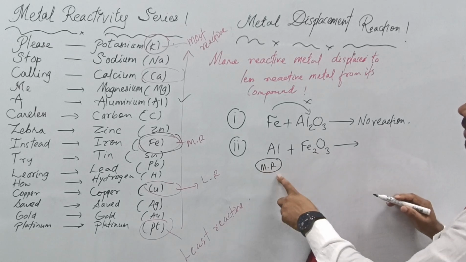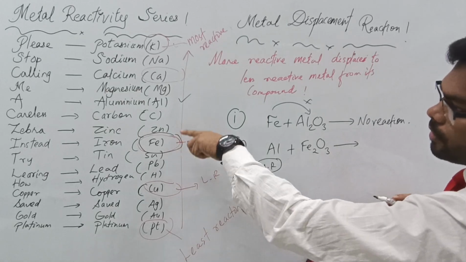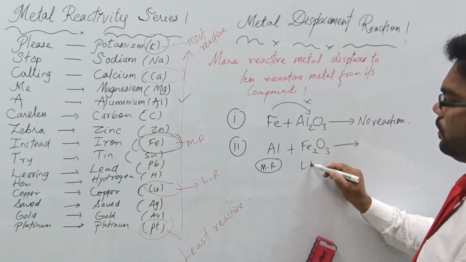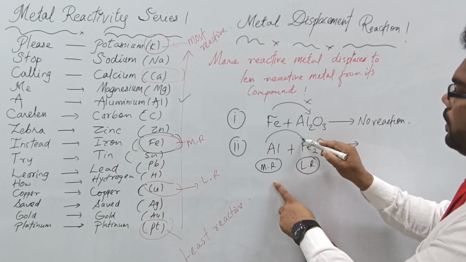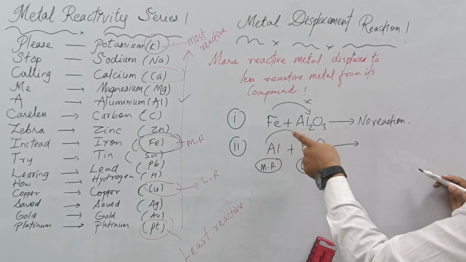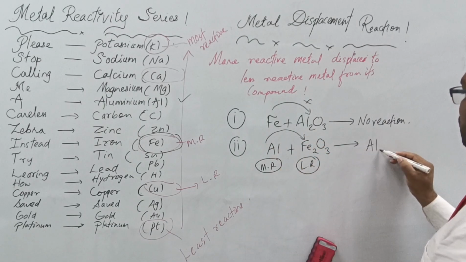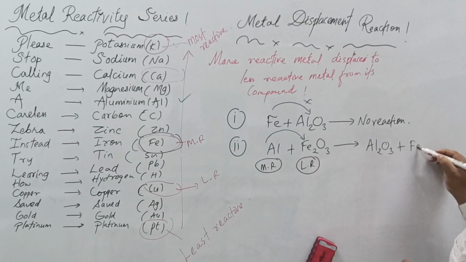However, if you look at question 2, aluminum is more reactive. I'm just writing MR for more reactive. Iron is actually here in the middle of the metal reactivity series, it's less reactive. So therefore, aluminum can easily displace iron. So what will happen? Aluminum oxide will be the compound and iron will be the free metal.